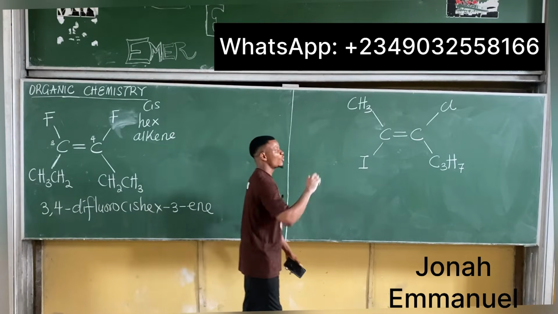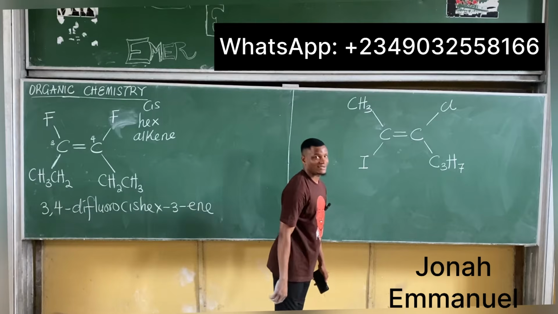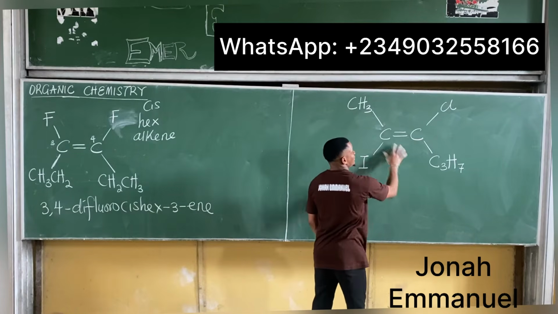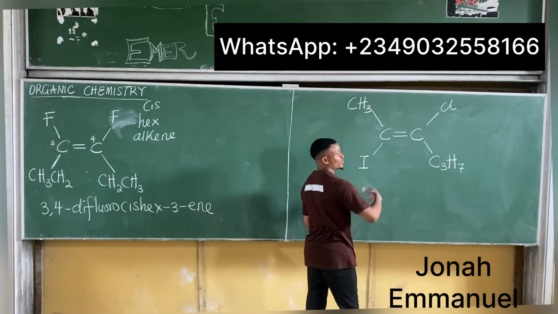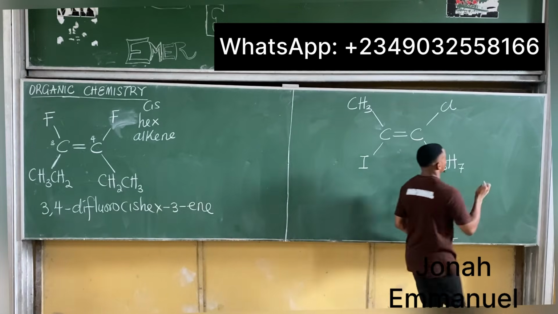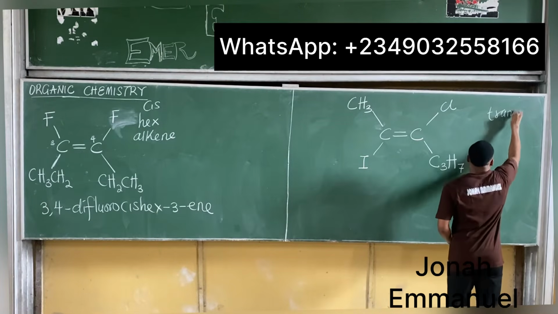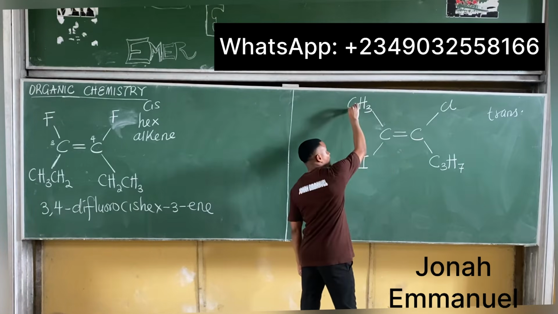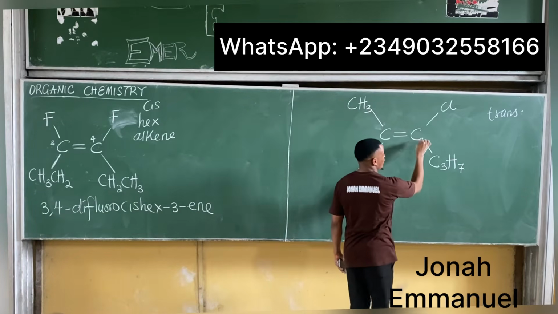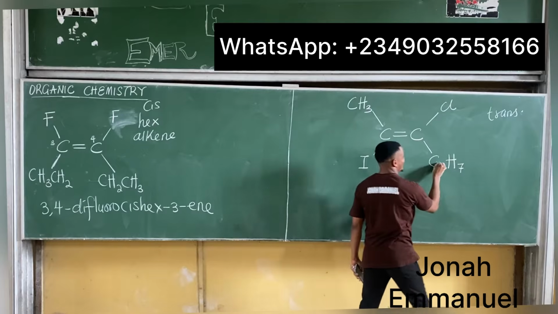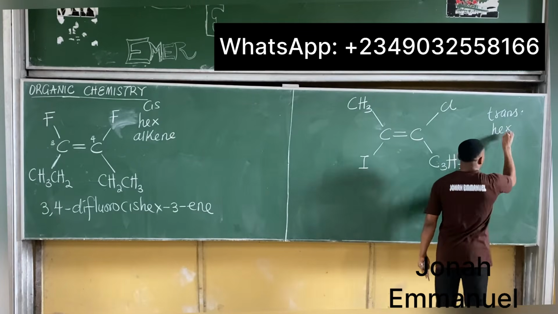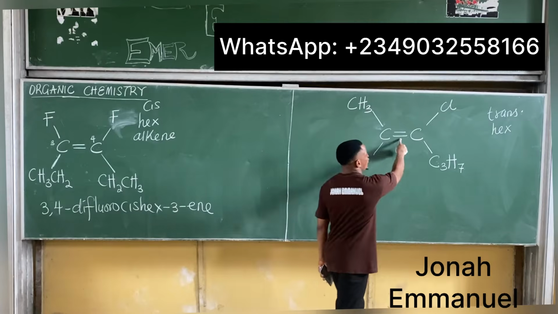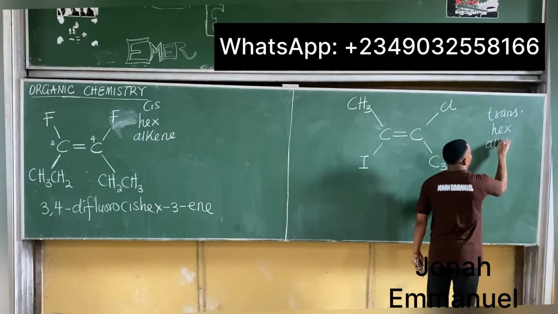In this case, your focus is always the double bond first. If I move, of course I'm going this way here. This stuff here, is it a cis or a trans? So the first thing there is trans. That's the first thing. Number 2, how many carbons in total? 1, 2, 3, 4, 5, 6. That gives you what there? Hex. Number 3, functional group. Your functional group is a double bond. That becomes what there? Alkene.